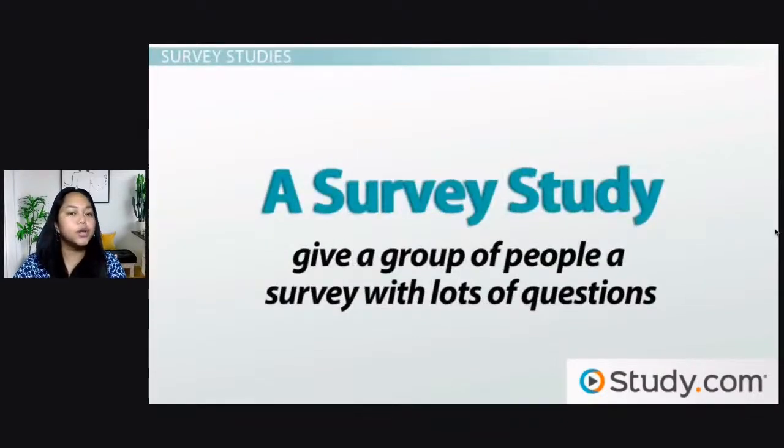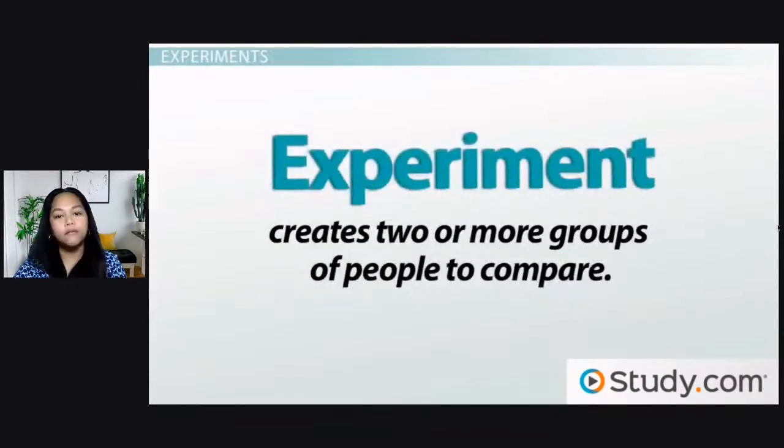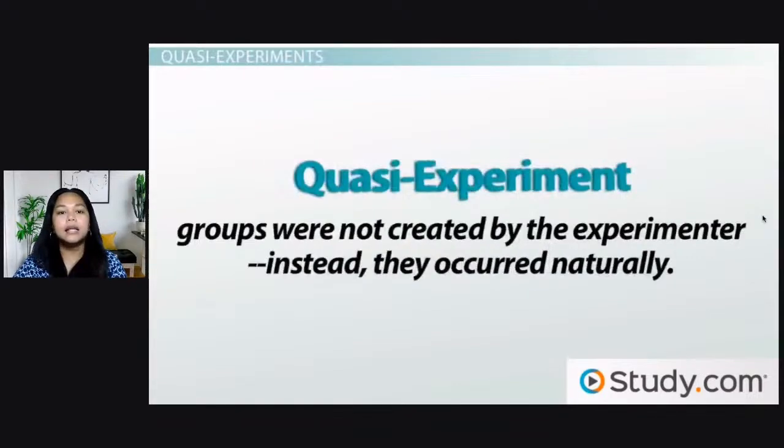You also have your survey study. As the name suggests, you just give a group of people a survey with lots of questions. This is very easy to do, so survey usually ginagamit natin. Now, you also have experiment. You create 2 or more groups of people to compare. You have 2 or more groups of people, and then you compare them. That's an experiment. And the last one that you have here is quasi-experiment.